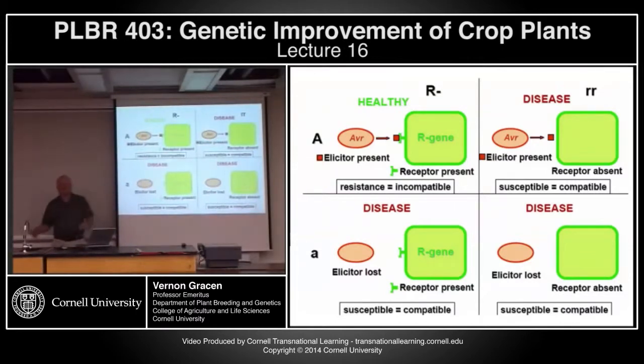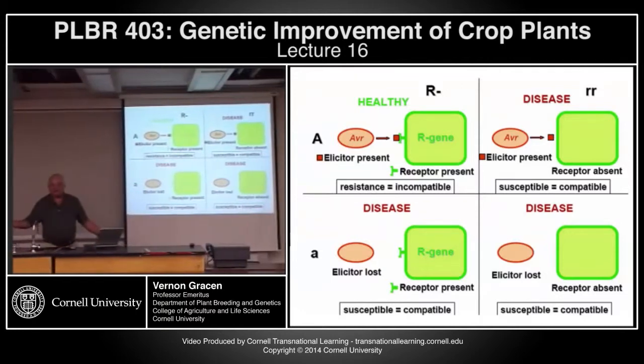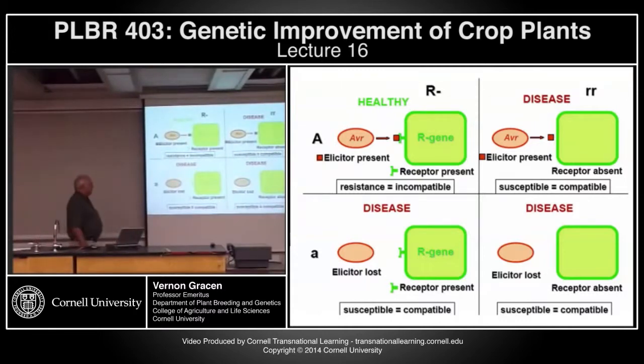If you have the dominant avirulence factor in the pathogen, it produces an elicitor. And if there's a resistance gene in the host, it recognizes that elicitor and triggers an active resistance mechanism. If you produce the elicitor, but there's no resistance gene, the plant recognizes, maybe, that there's something there, but there's no receptor here to trigger that resistance response, and so disease develops. If you don't produce that elicitor, there's nothing for the plant to recognize and nothing to trigger the plant's resistant responses, so you get susceptibility.